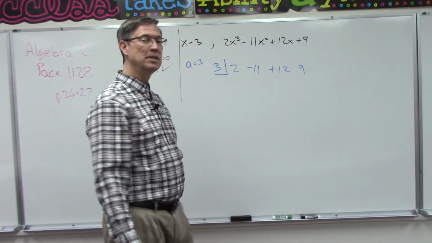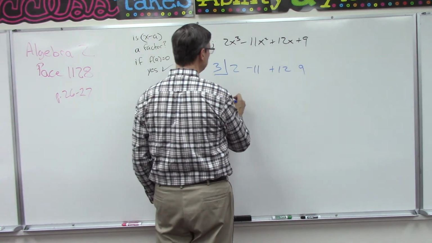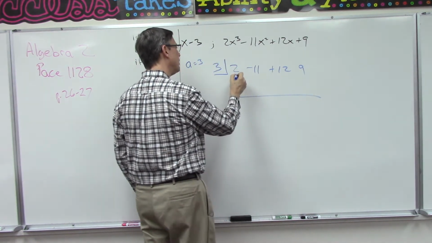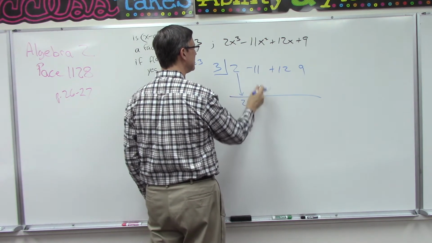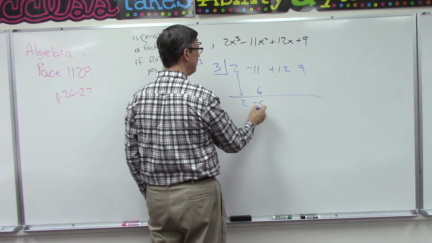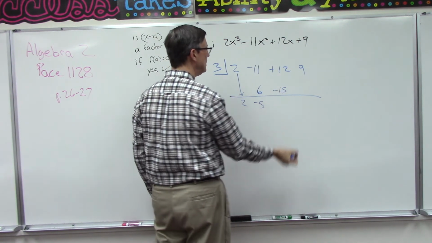But here's the easy steps. Let's go through the synthetic substitution one more time. Let's see if I can remember how to do this. We just bring this down, so we get a 2. 3 times 2 is 6. Add these and I get negative 5. Now I do the 3 times negative 5 and I get negative 15.